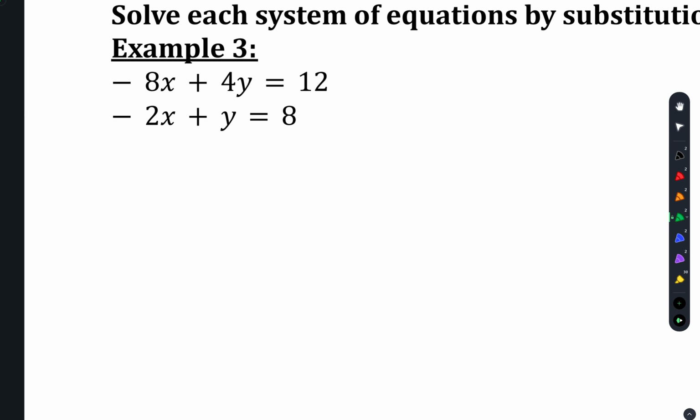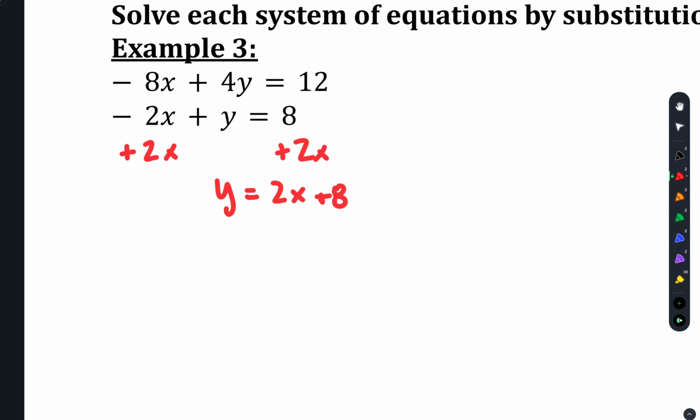First of all, what's the easiest variable here for me to isolate? What's going to be the least amount of work? The y. Do we see how this y is by itself? So I'm going to keep that y where it is. I'm going to move the 2x away from it. So to do that, I'm going to add 2x to both sides. Y equals 2x plus 8. Perfect. Step 1 done, as always.